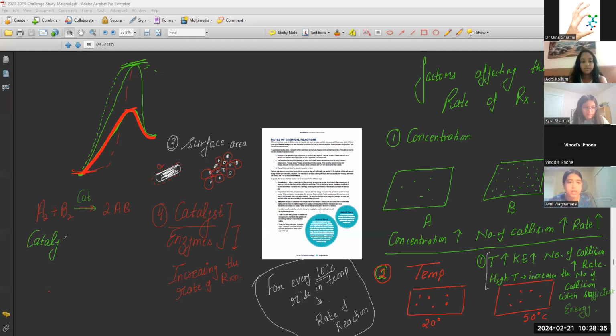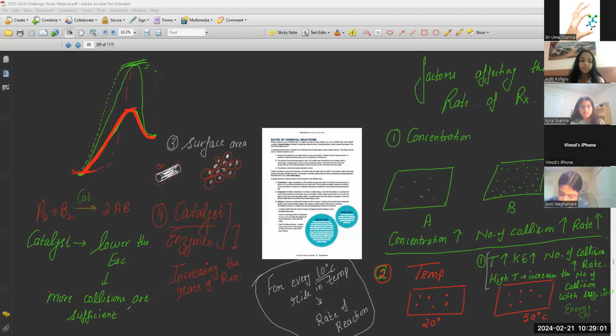A catalyst lowers the activation energy and makes the reaction faster. Lower the activation energy, so more collisions have sufficient energy. More collisions are with sufficient energy. This word is so important, sufficient energy, very important.